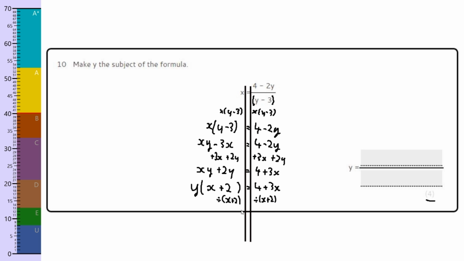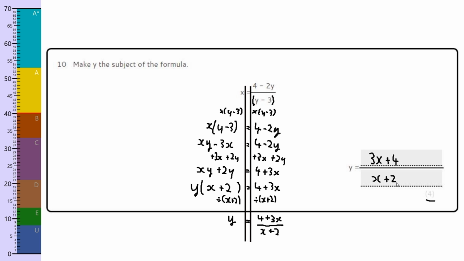Okay, I'm going to continue this down here. We get y on its own equals 4 plus 3x, and all of that divided by, and I don't need to put them in brackets anymore because the fraction does that for us, x plus 2. So our answer is, and then let's put the x's first, 3x plus 4 over x plus 2.